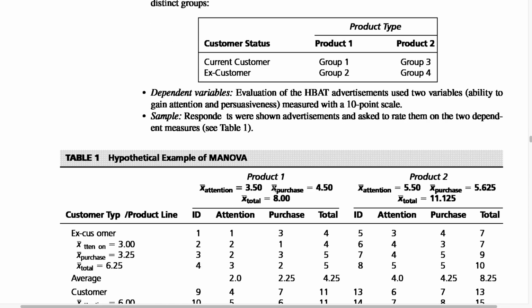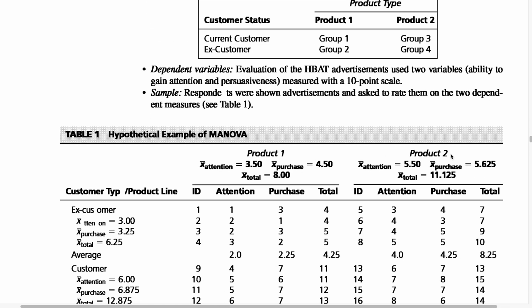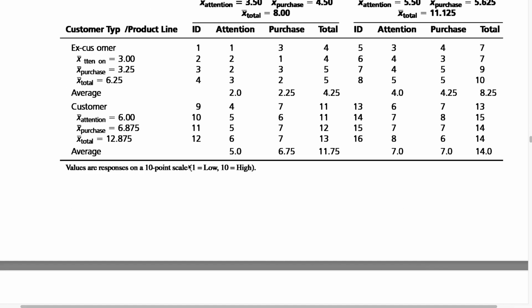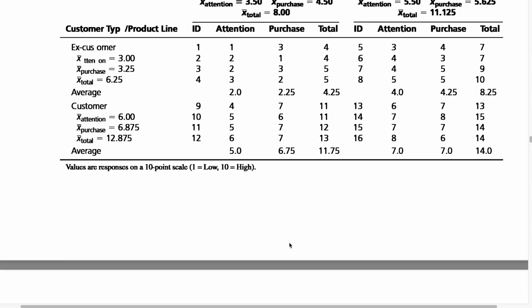Sample respondents are shown the advertisement and asked to rate it on the following dependent measures. Here is the hypothetical example of MANOVA: product 1, product 2, X customers, ID 1, 2, 3, 4, attention, purchases, total. Values are represented on a 10-point scale, 1 low and 10 high.